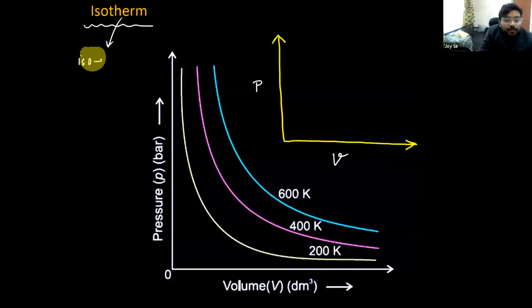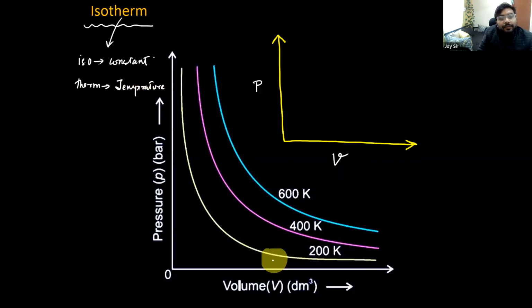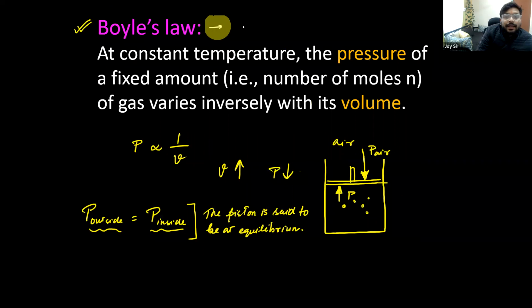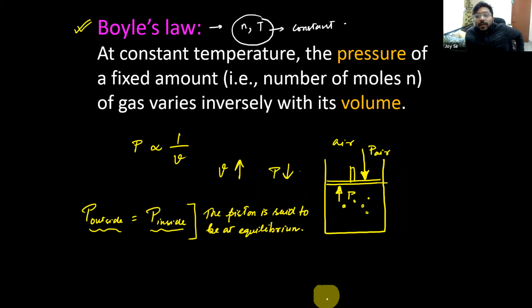ISO, the word ISO means constant. Okay? Therm means temperature. Constant temperature, because our Boyle's law, what happens ultimately? Boyle's law is taking place at constant number of moles and temperature. N and T are constant. These two factors are constant. Isotherm: iso means constant and therm means temperature.